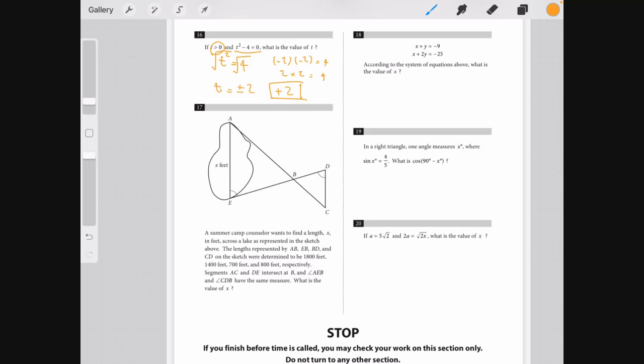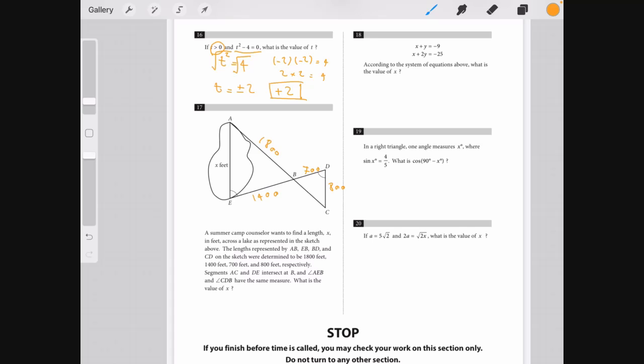17. A summer camp counselor wants to find a length x in feet across a lake that is represented in the sketch above. The lengths represented by AB, EB, BD, and CD on the sketch were determined to be 1800 feet. So AB is 1800. I determine here EB is 1400. BD is 700. And CD is 800.